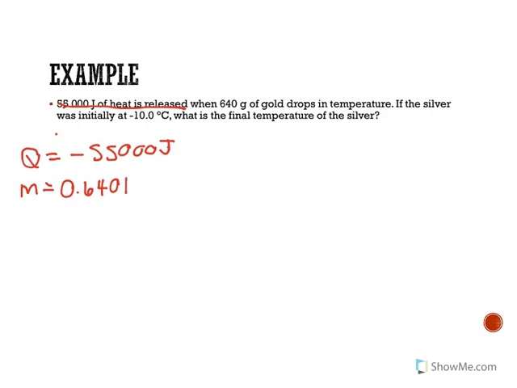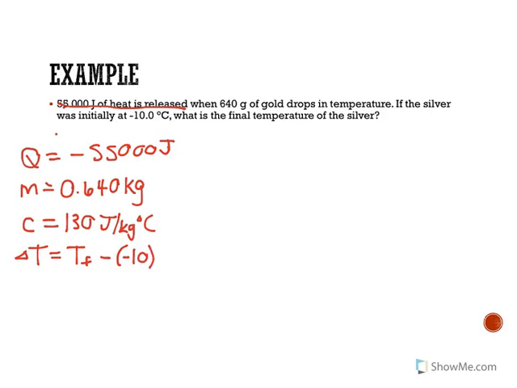0.640 kilograms of gold. We need to look up gold. 130, it's a very low specific heat capacity, joules per kilogram degrees Celsius. And our change in temperature. So if the gold was initially at negative 10 degrees Celsius, what is the final temperature? Oh, tricky question. Lots of things here. So we don't know our final temperature, but we know our initial temperature.